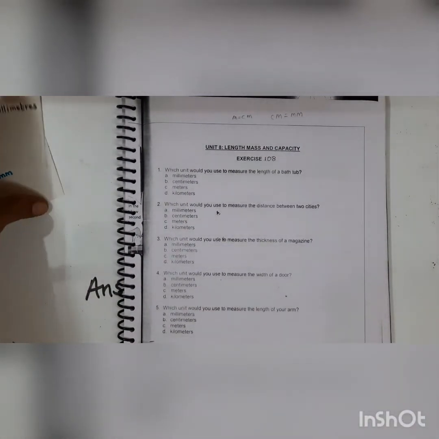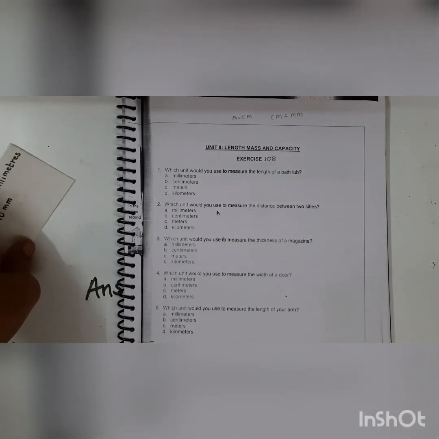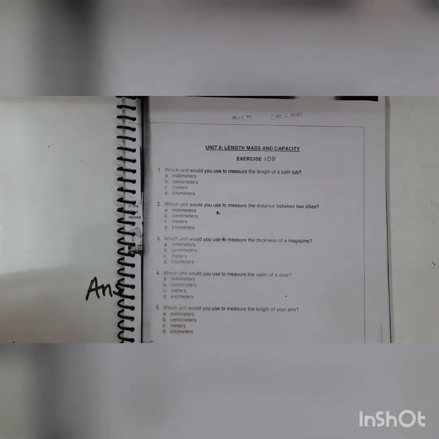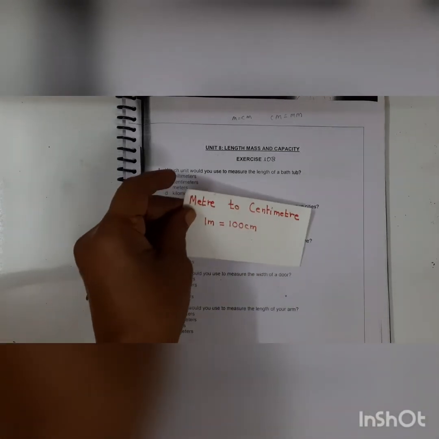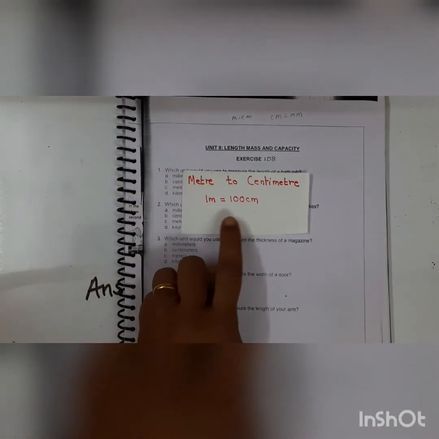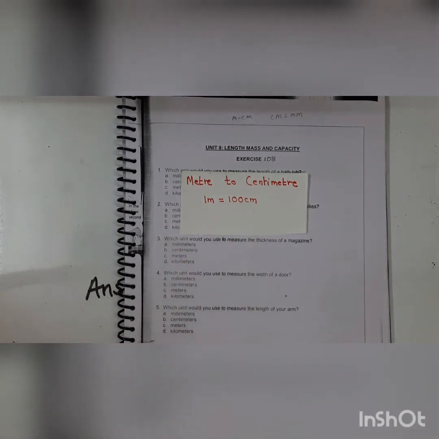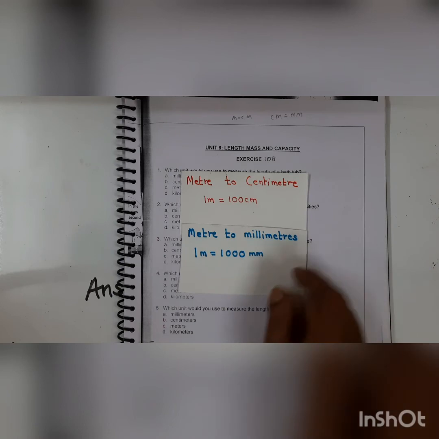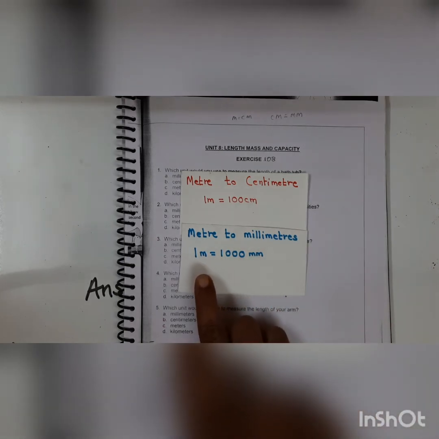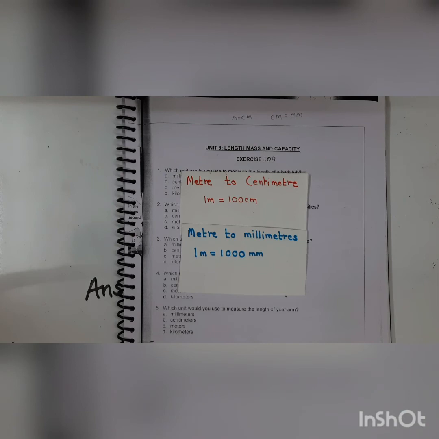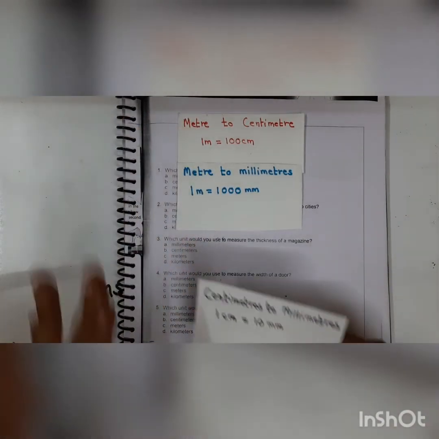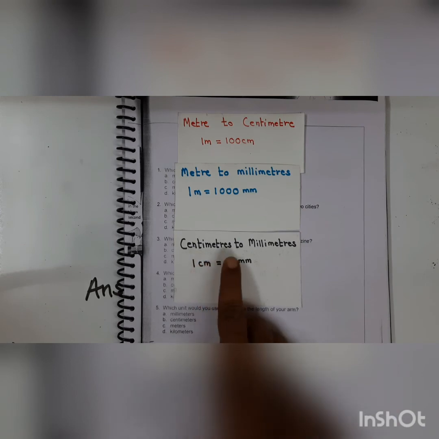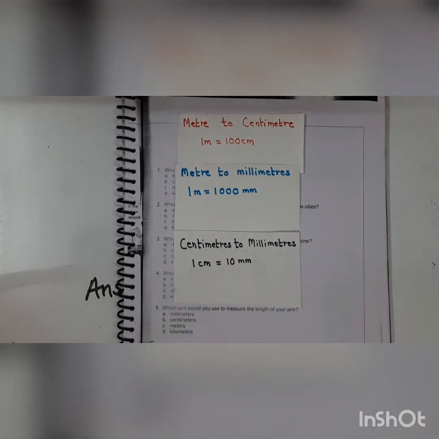So children, today we did length. We focused only on length. Okay, today we focused only on length. First, what we did is meter to centimeter. Remember the unit, 1 meter is equal to 100 centimeter. After that, we did the second one, that is meter to millimeters. 1 meter is equal to 1000 millimeters. I think this we did last, doesn't matter. And then we did centimeters to millimeters. 1 centimeter is equal to 10 millimeters. Only be careful of your unit and the zeros, that you need to take care.